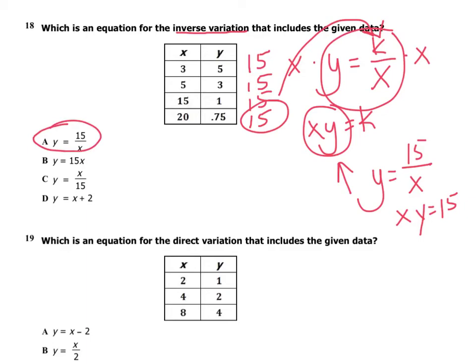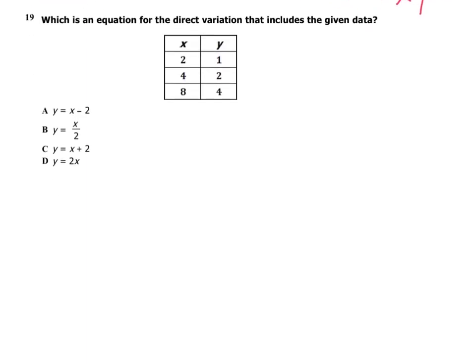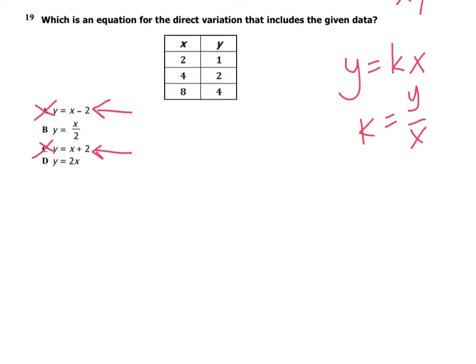Awesome. 19, which is an equation for the direct variation that includes the data? Again, y equals k times x. K is y over x. So I want to be able to find the value of k, and I can very quickly notice C and A are linear, but they're not direct variations. Because it's not y equals kx plus something, it's just y equals kx. So it's either B or D.